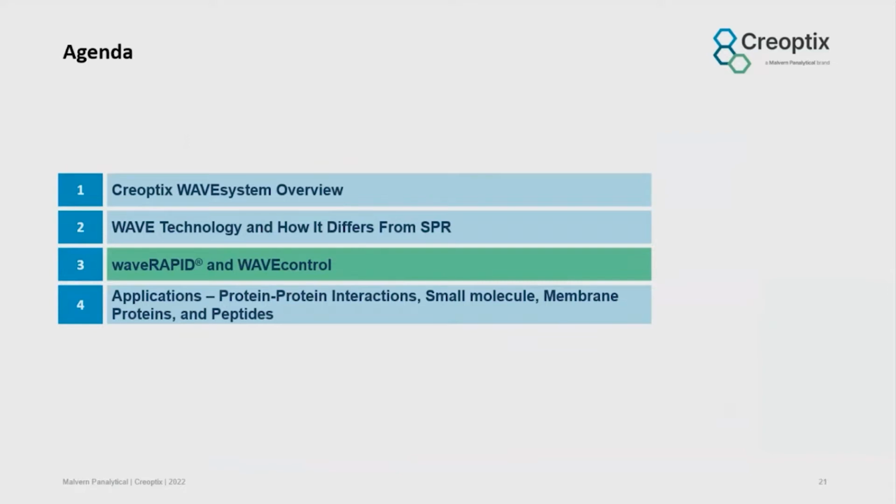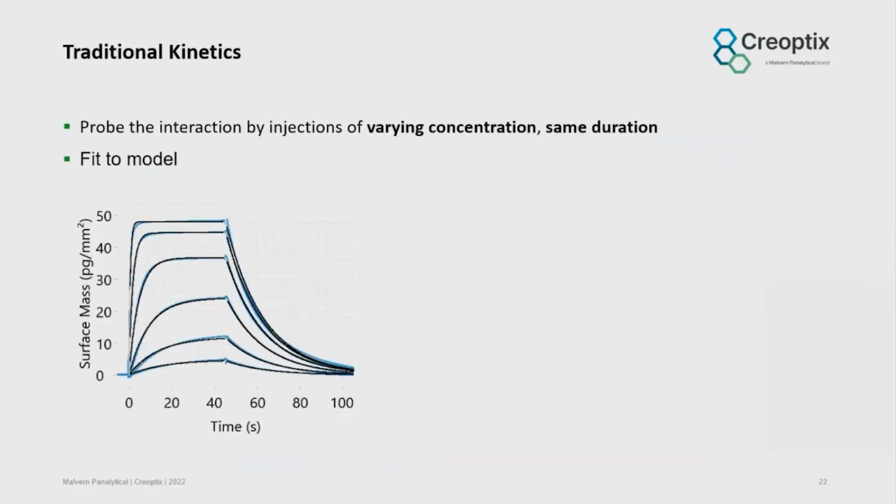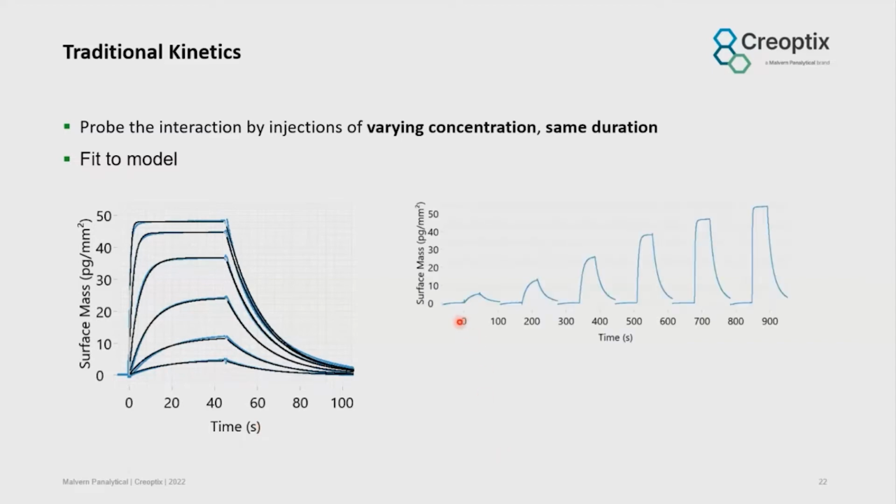So I'd like to spend some moments talking about waveRAPID and our wave control software. Previously, we spoke about traditional kinetics, where we're probing the interaction by injections of varying concentration with the same duration of time. So here we can see an increasing concentration, and we have the same time for each injection. What this looks like on the instrument is a series of injections over, in this case, 900 seconds that increase in concentration. So you have all of this done in maybe 900 seconds.